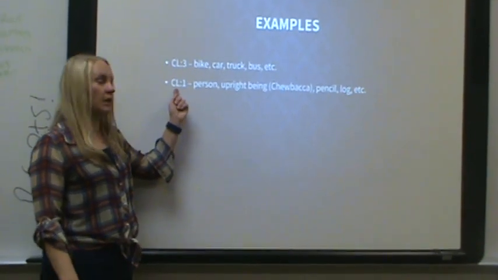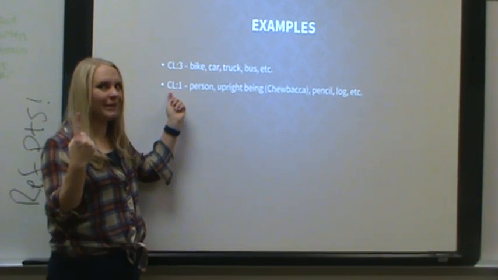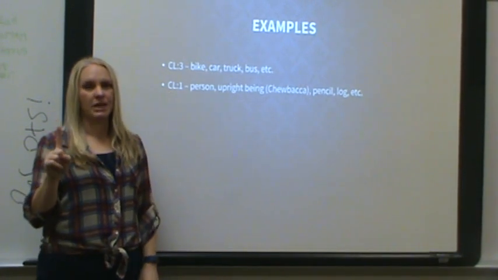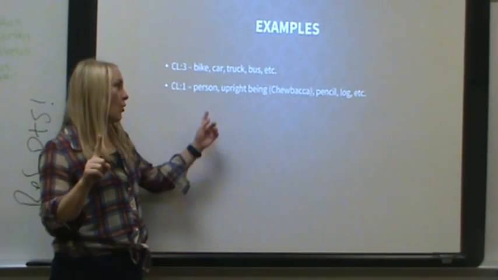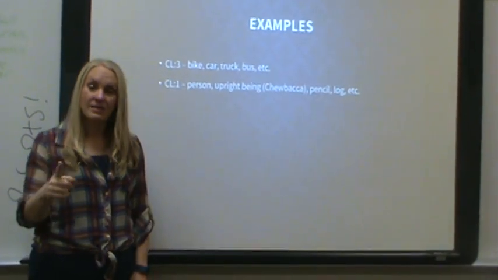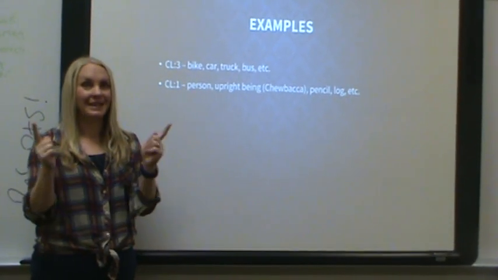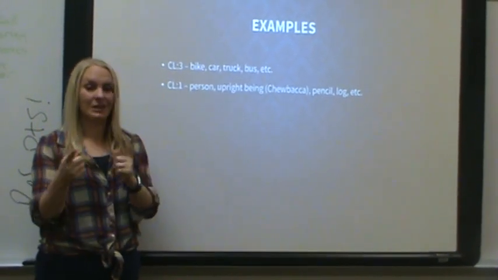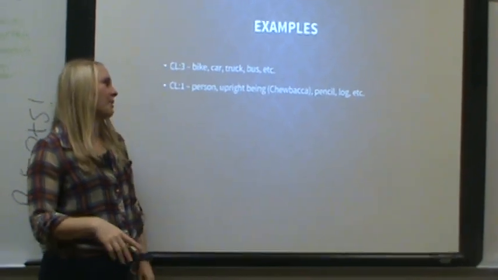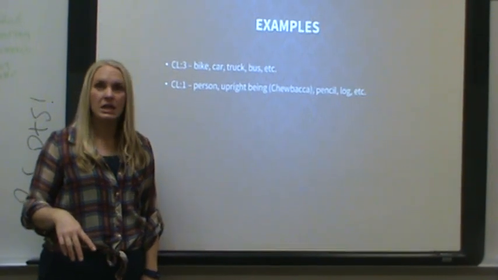All right, CL 1. What's the hand shape going to be? A 1. Usually an upright object, right? So a person. The sign for meet is 2 people coming together. It's nice to meet you. Upright person, right? It's Chewbacca.